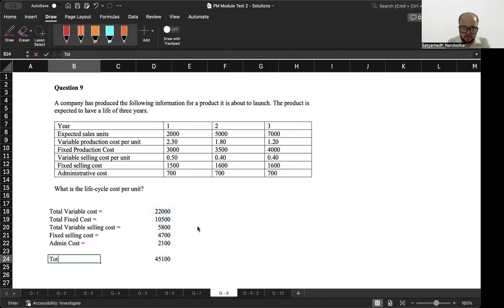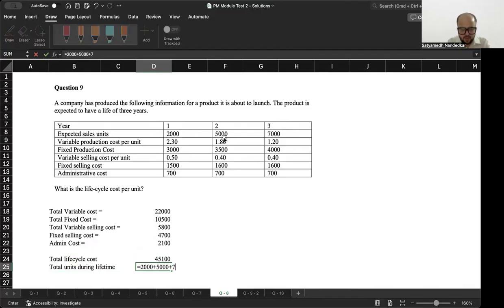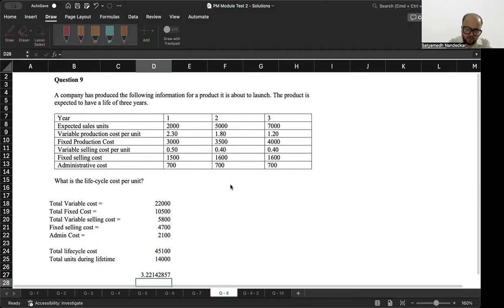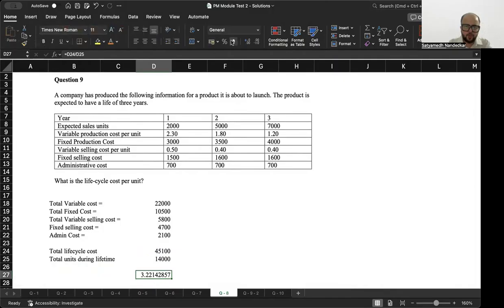Total life cycle cost. Okay, total units during lifetime, how many total units during lifetime? 2000 plus 5000 plus 7000, which is 14,000. Okay. Now what do you need? You need the life cycle cost per unit. So how much is that going to be? 45,100 upon 14,000, 3.22 is the life cycle cost per unit. And this is the answer that you were looking for.